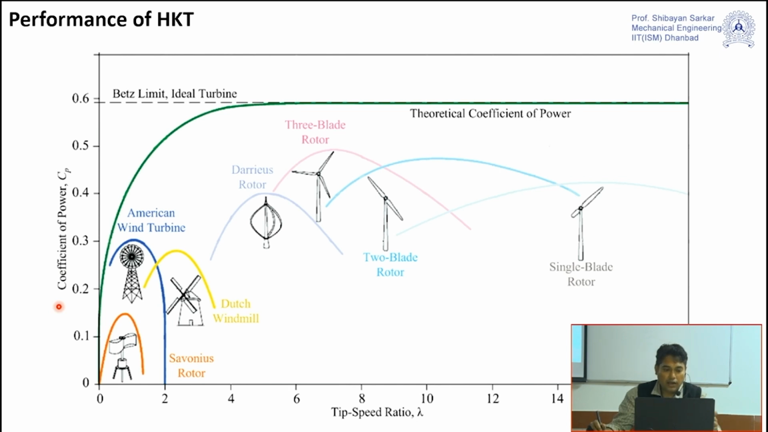Now here you can see different models, and corresponding to these different models, there are different performance curves. This is the first performance curve, corresponding to a Savonius hydrokinetic type of turbine. This Savonius hydrokinetic turbine is called a drag-based turbine. This is also a drag-based turbine. This is also a drag-based turbine. This is a lift-based turbine. This is a lift-based turbine. Again, these are lift-based turbines.